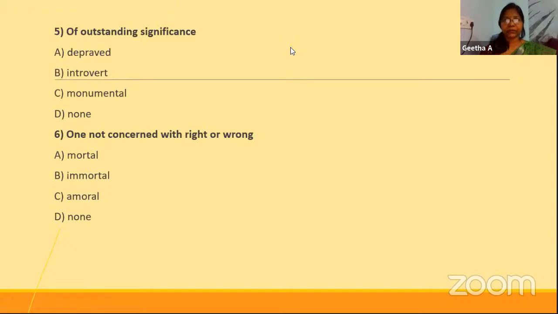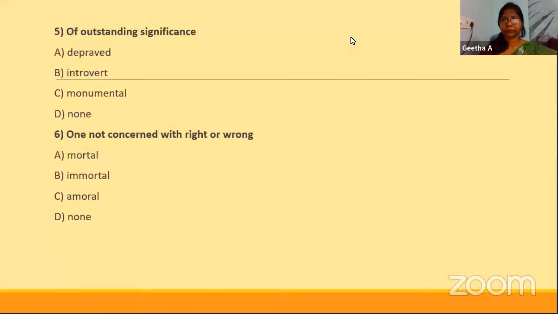So the next one is this. Of outstanding significance. Okay, just give me 1 minute. There is something which has gone wrong. Yeah, I would like to share it again. Okay, of outstanding significance: depraved, introvert, monumental, none.